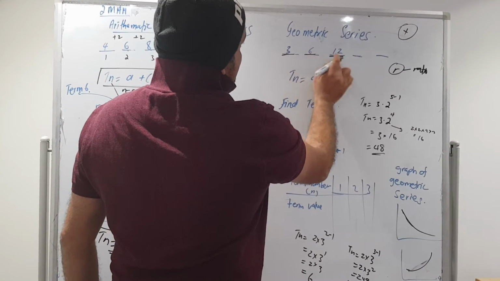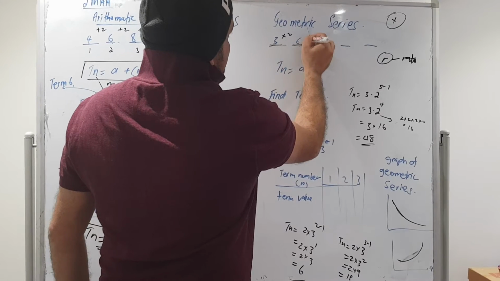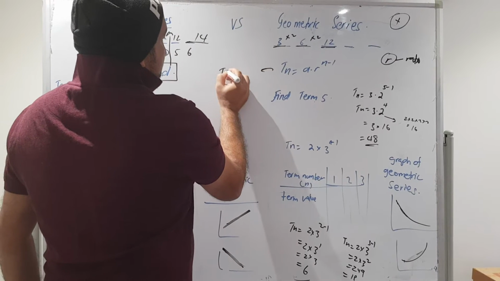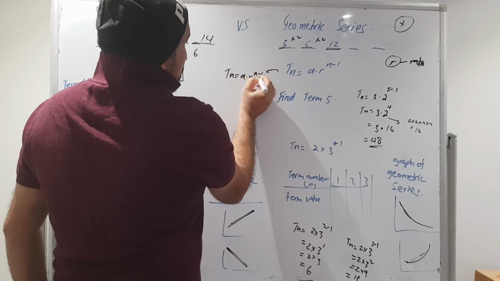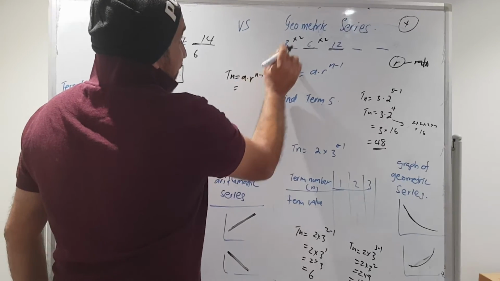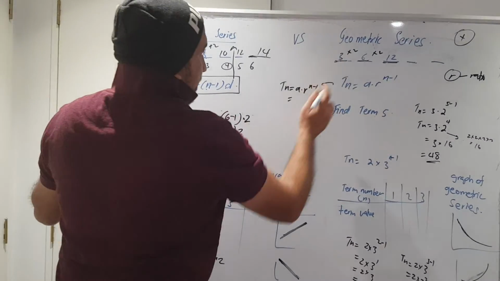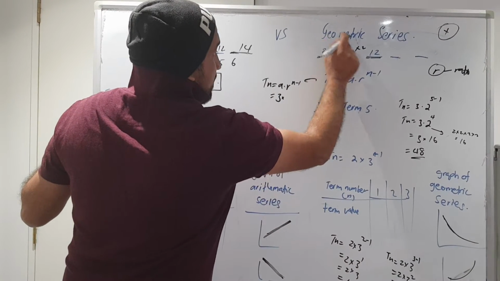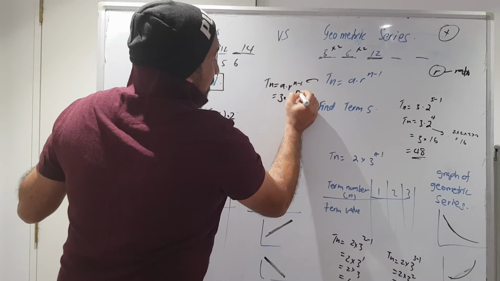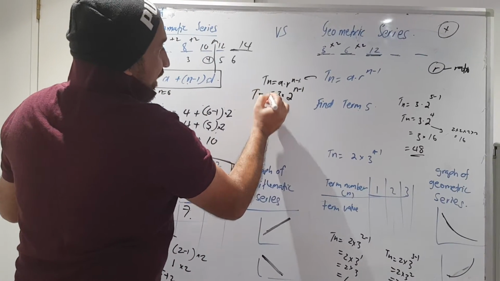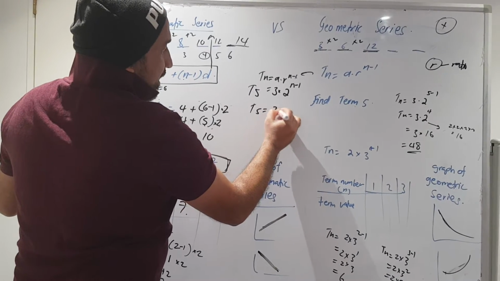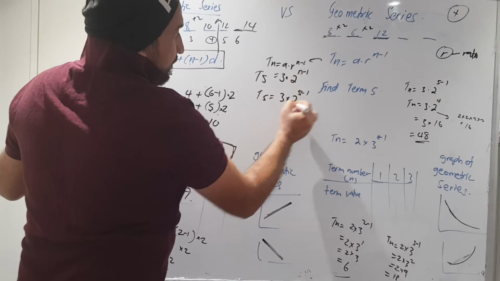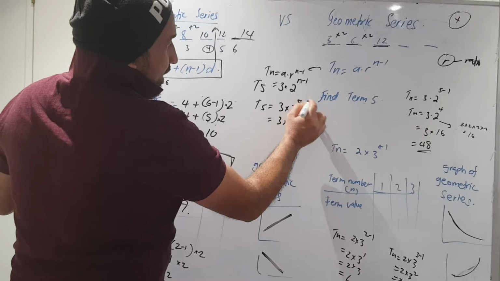Can you see this one here? 3, what's the connection between these? 3 times 2 is 6, 6 times 2 is 12. So that means my common ratio is 2, and Tn equals a times r to the power of n minus 1. A is the first term, just like the arithmetic one, which is 3. This dot means times. R is the common ratio, which is 2. And n minus 1 is the power. This time we are finding term 5. So term 5 is 3 times 2, and n is 5, so 5 minus 1.